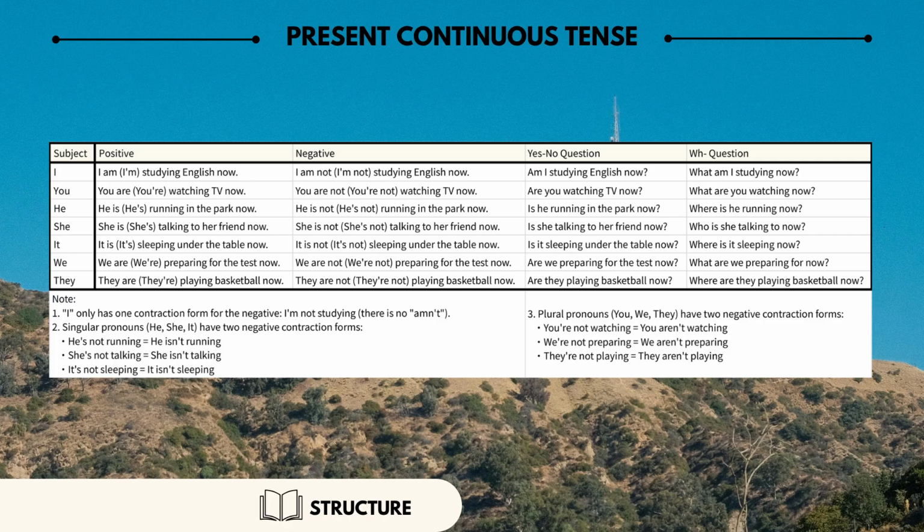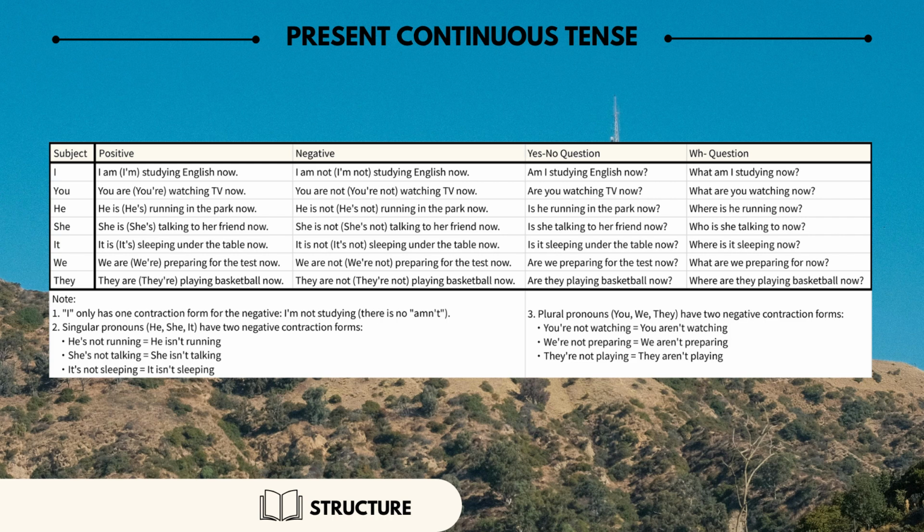Third, for you, we, they, we also have two negative forms. You're not watching. You aren't watching. We're not preparing. We aren't preparing. They're not playing. They aren't playing. Both are natural in spoken English.